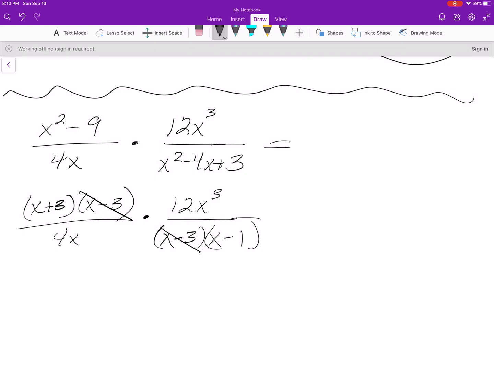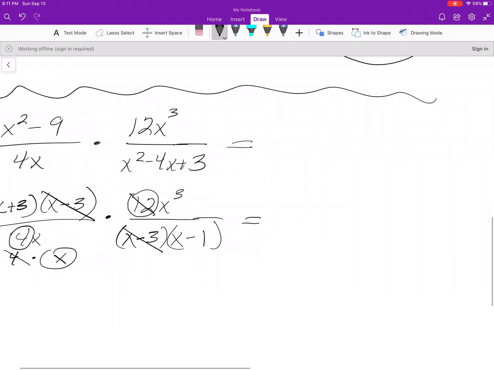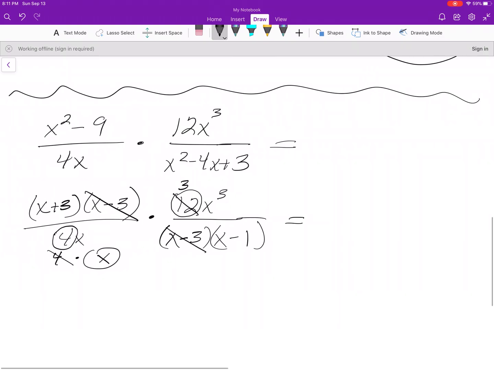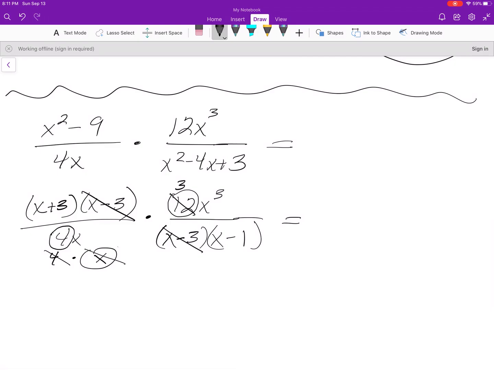x plus 3 and x minus 1, those don't cancel, but numerically I've got a 12 as a factor and a 4 as a factor. 4 times x. You can think of them as separate. The 4 can reduce with the 12, and one of the x's in the denominator can reduce with one of the x's in the numerator. So the 12 and the 4 are going to cancel to give me a 3. And then x cubed and the x on the bottom are going to cancel to give me x squared.